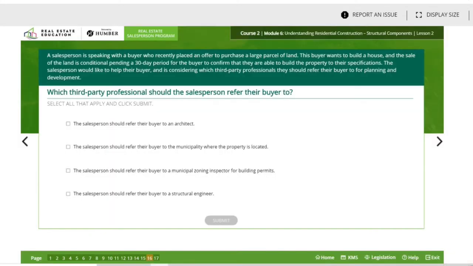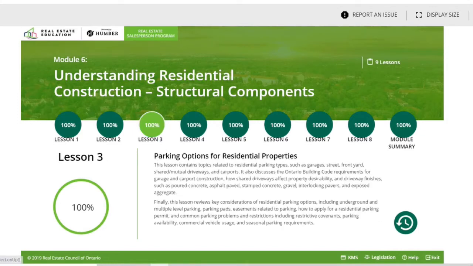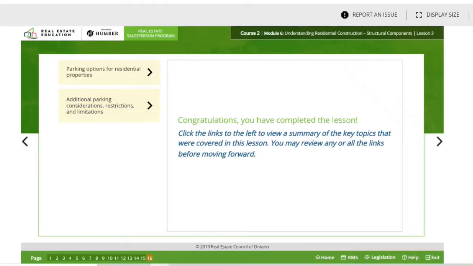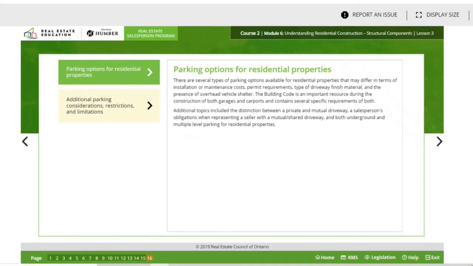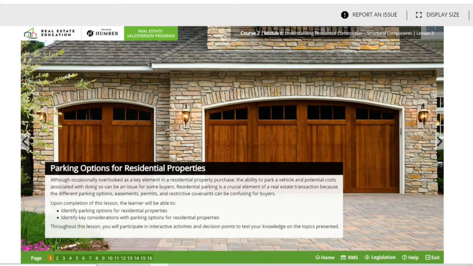So this is lesson 2. Let's move on to lesson 3. Parking options. Let's see what they say. There are several parking options available for residential properties that may differ in terms of installation or maintenance costs, permit requirements, types of driveway, finished materials, and presence of overhead vehicle shelter. Basically, this one just tells you what you need to know about parking.